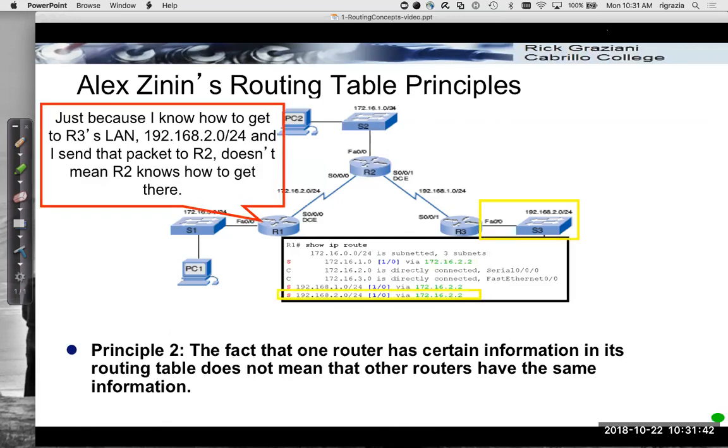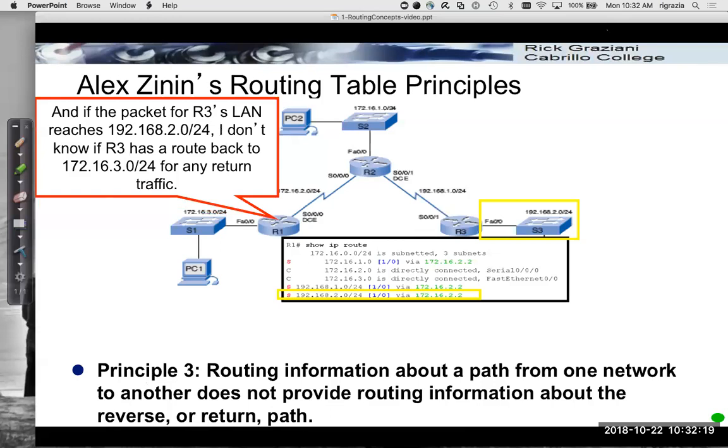Okay, principle two, the fact that one router has certain information in its routing table doesn't mean other routers have the same information. This is true whether we're talking static routes or dynamic routes. This is why it's important that you configure things properly and that the network, the routing domain, has properly converged when we're using dynamic routing protocols. So just because R1 knows how to get to 192.168.2.0 doesn't mean that R2 knows how to get there.